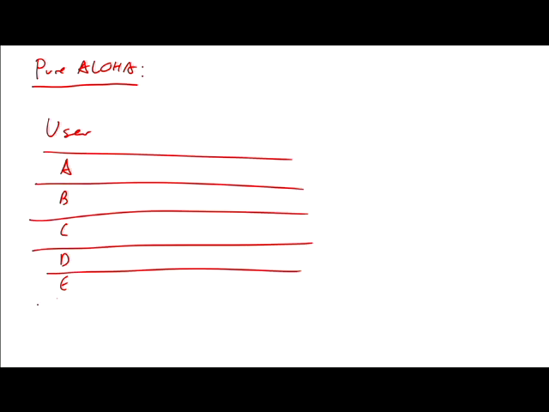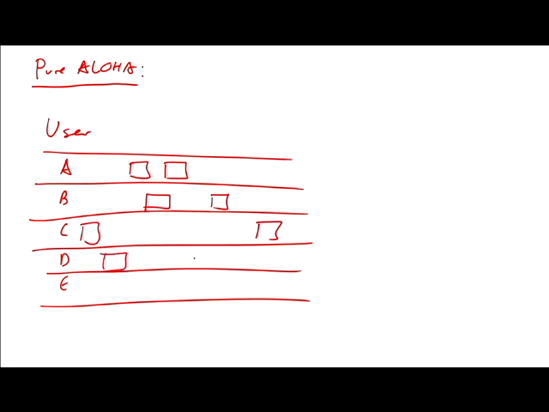So let's say there's pure Aloha. That's a cool name, Aloha. Pure Aloha is when you have uncoordinated users competing for the use of a single channel. So let's say you have users A, B, C, D, and E. Suppose A transmits a few packets, or frames. B sends a couple. C sends a few. D has one, and E has one as well. The way Aloha works, these frames are transmitted at arbitrary times.